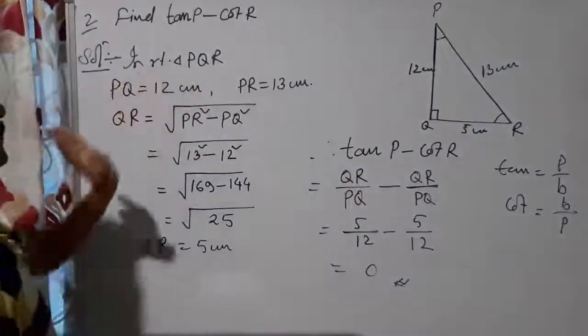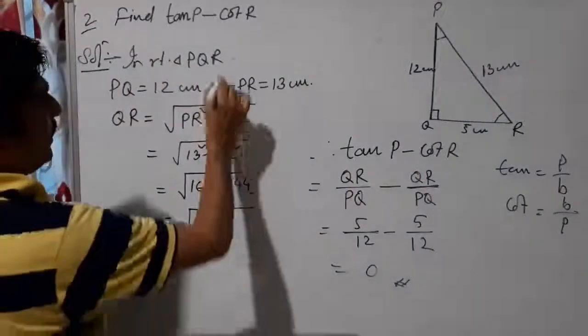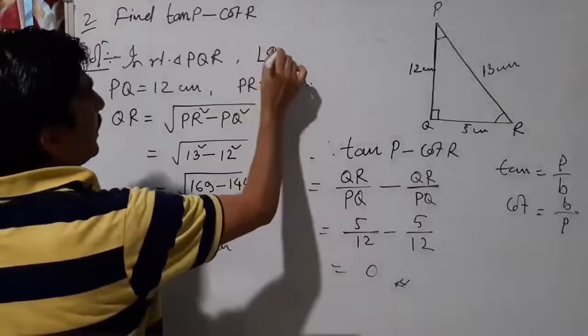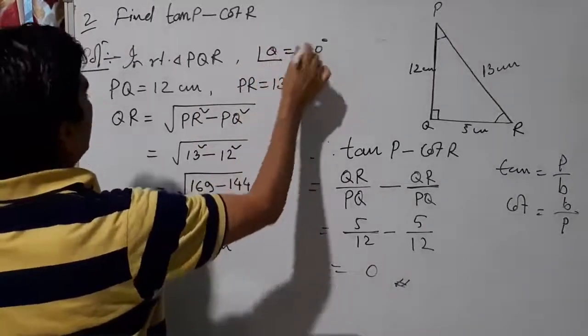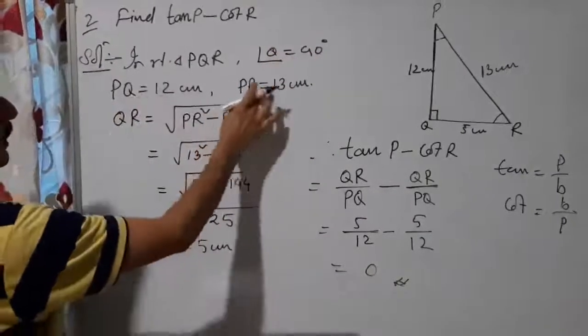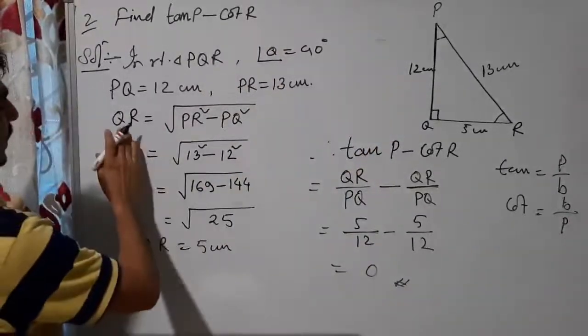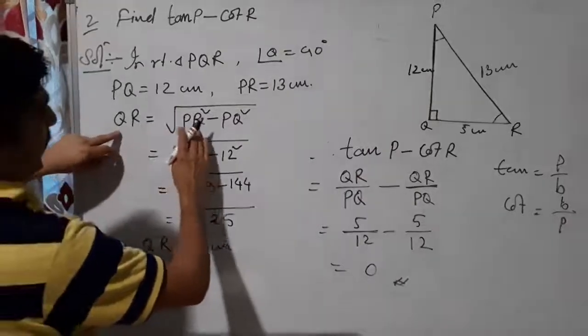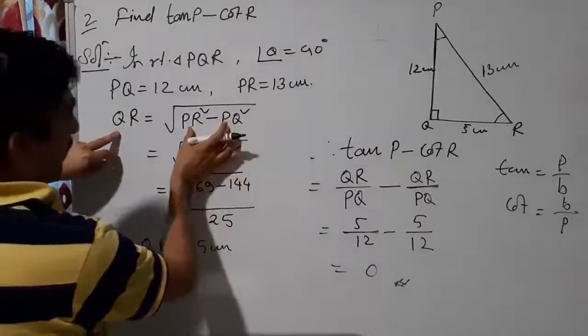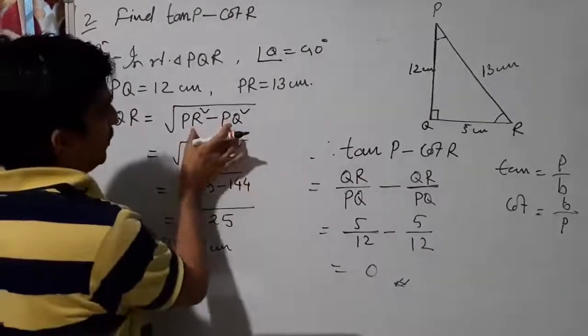In right angle triangle PQR, angle Q equals 90 degrees. Then PQ equals 12, PR equals 13. These values are given in the figure. So we need the third side QR. So now QR equals PR square minus PQ square using Pythagoras theorem. Those who have not understood Pythagoras theorem, we check here.